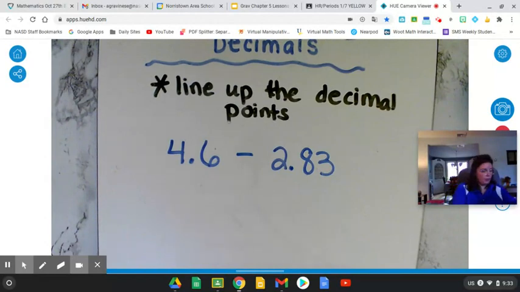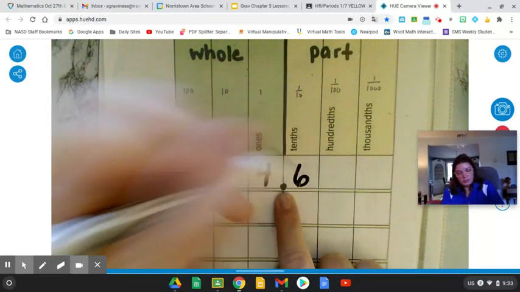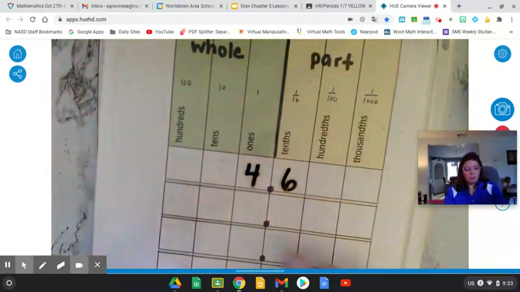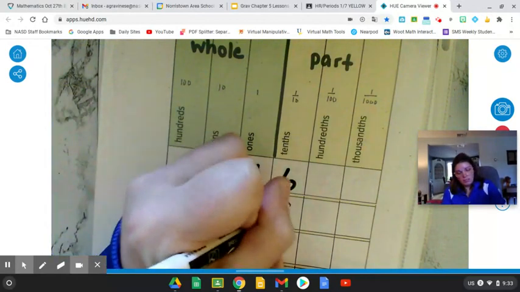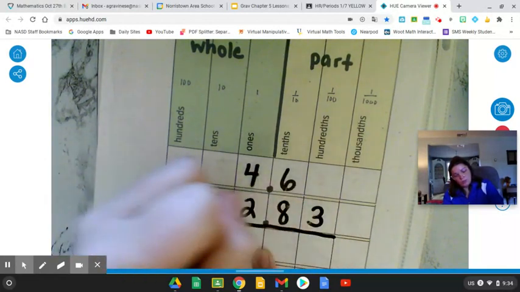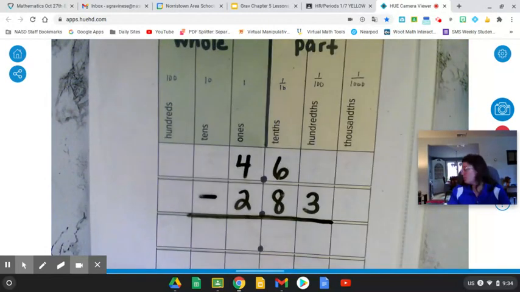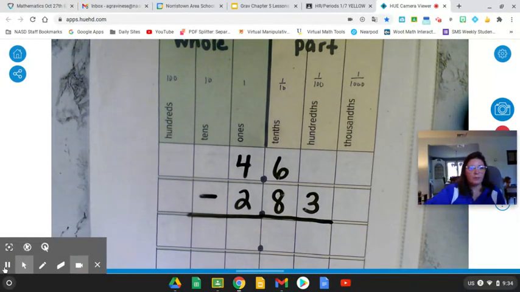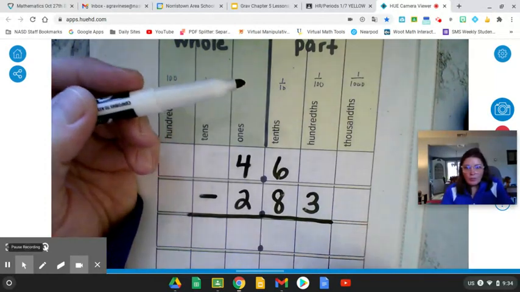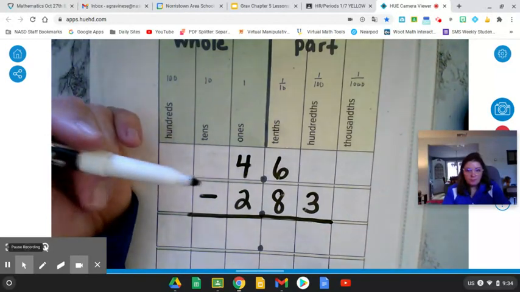So let's put that out on our place value chart. 4 wholes and 6 tenths minus 2 wholes and 83 hundredths. This is subtraction. Don't forget the basic rules of subtraction. That tends to be something that a lot of students will forget. So remember that in subtraction, you often have to borrow if there is not enough to take from.